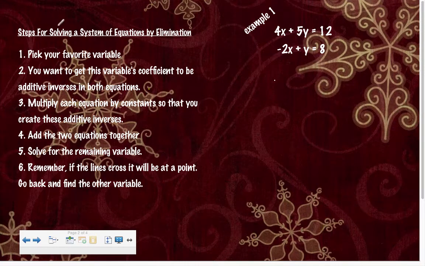So over here we have your steps for solving a system of equations by elimination. Again, I encourage you to pause the video right now, write these steps down. Then you are able to use them in the classroom tomorrow to do your homework.